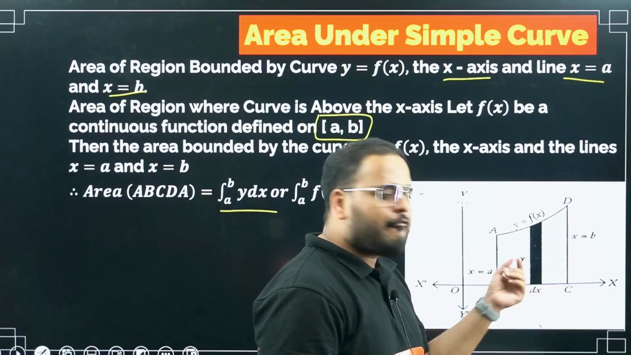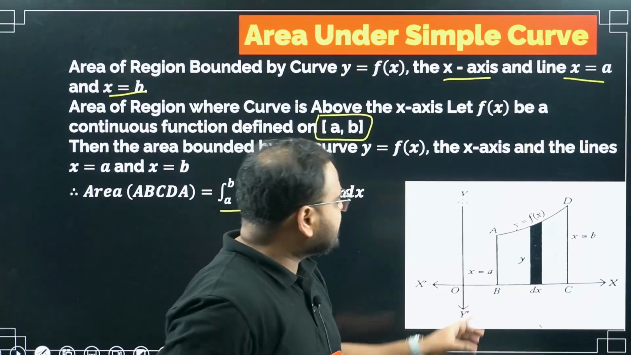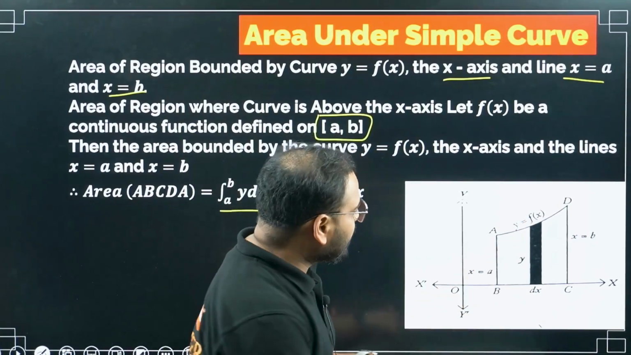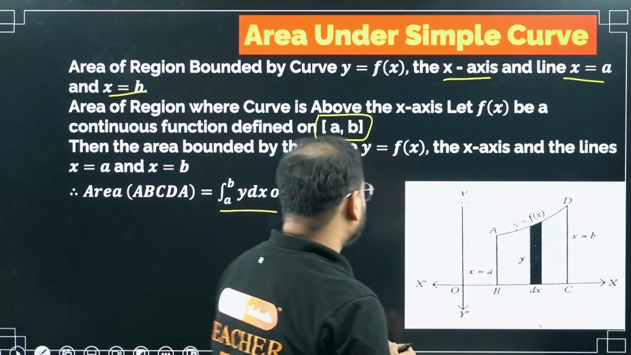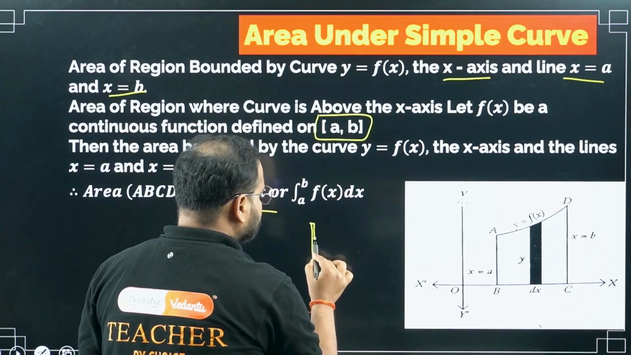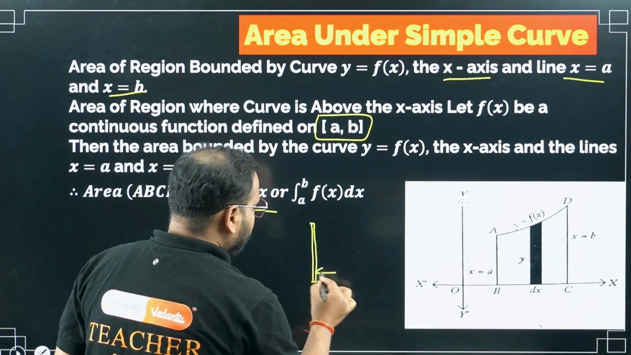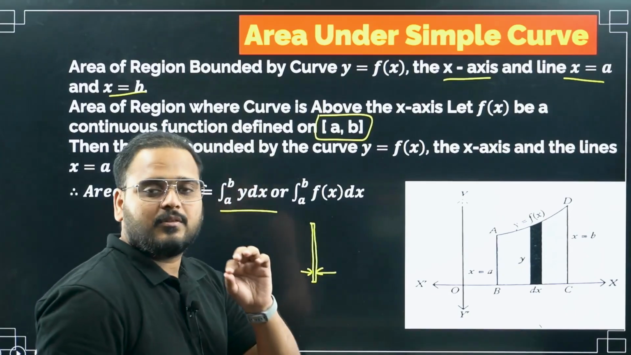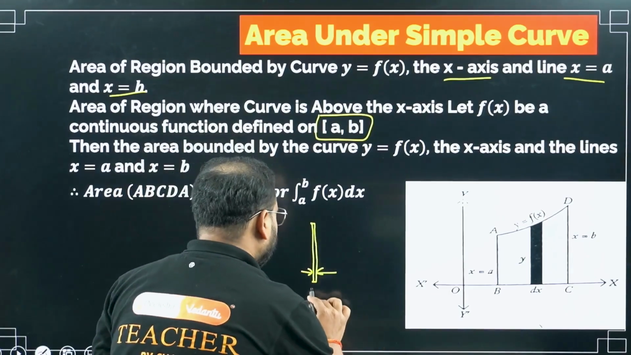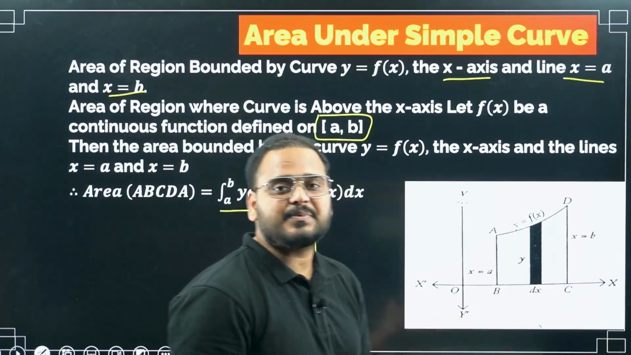And how do we do that? We draw a very small rectangular strip. Think about it: if you make it smaller, what will happen? You'll have a very thin strip, almost so small that you can't even measure its width. The thickness of the strip is taken as dx.